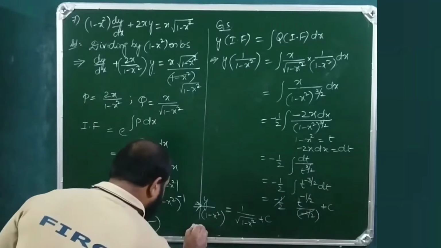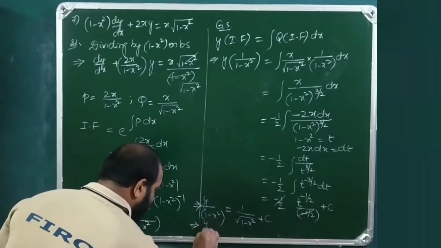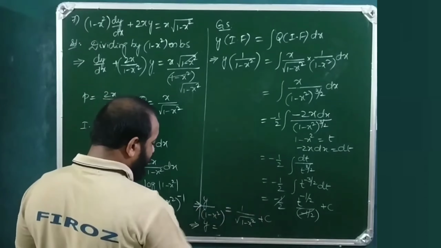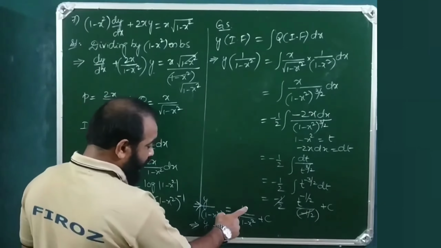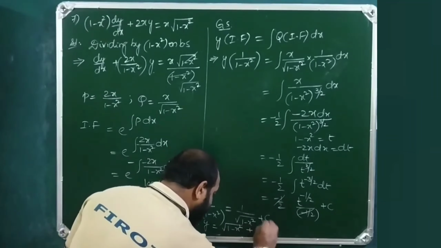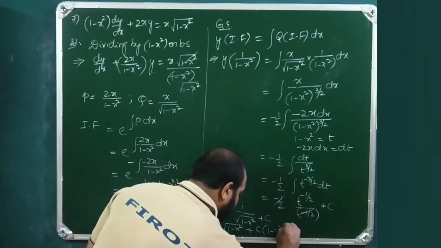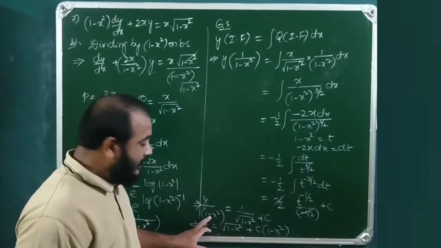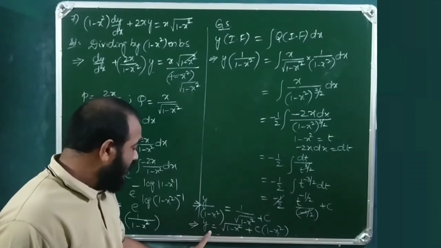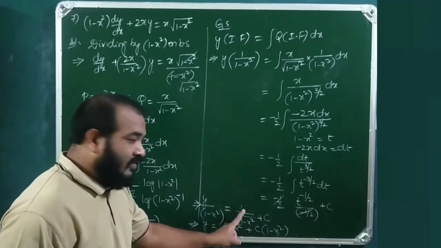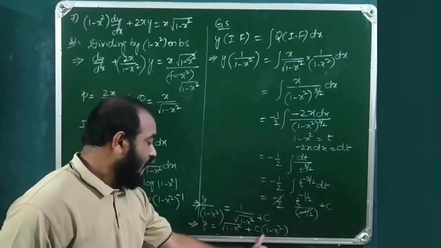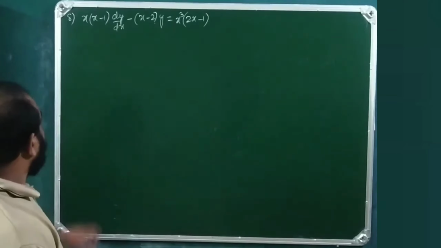Therefore, if we divide this, so y is equal to, multiplying with 1 minus x square on both the sides, then we'll get y is equals to 1 minus x square by root 1 minus x square plus c into 1 minus x square. I just multiplied with 1 minus x square on both the sides. 1 minus x square by 1 minus x square, we get 1. So 1 minus x square by root 1 minus x square, so root 1 minus x square times plus c into 1 minus x square is the required solution.